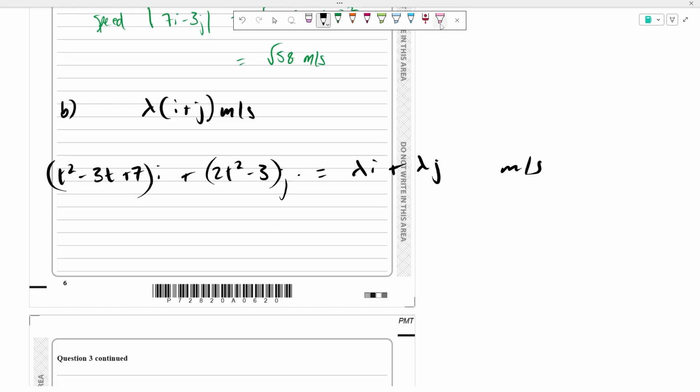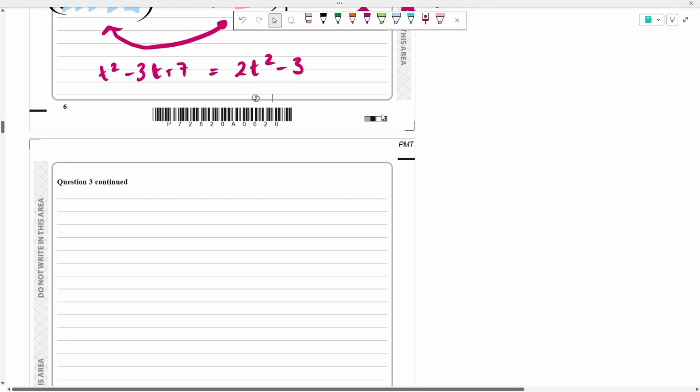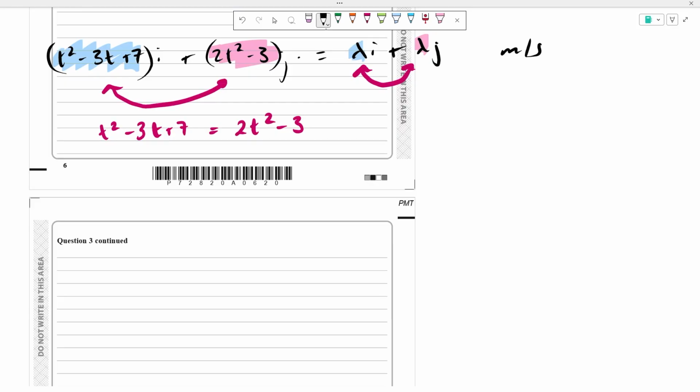Now we can start to compare the coefficients. You can see that the two coefficients on the right are the same, lambda and lambda, which means the two on the left must also be equal. So therefore t squared minus 3t plus 7 must equal 2t squared minus 3. Now this is a quadratic you can begin to solve. If I move everything to one side, I end up with t squared plus 3t, and if I minus 7 from both sides, minus 10 is equal to 0.